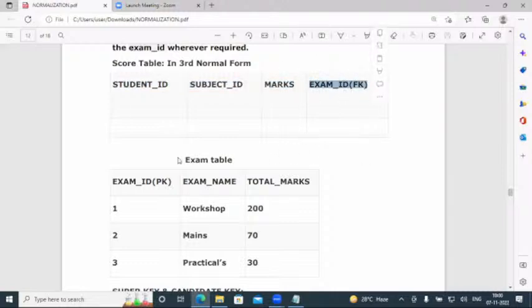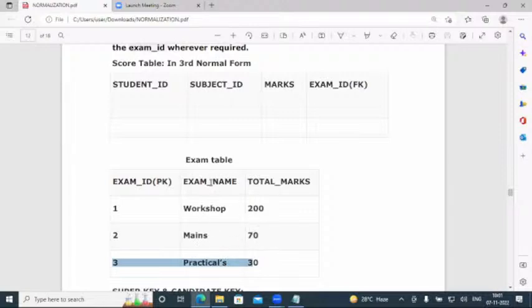I keep it that way. Next, one more table is designed, the exam table. In this: examination ID, examination name, total marks. Examination ID 1, what is it? Workshop, total marks 200. 2, Mains, 70. 3, Practicals, 330. So workshop is one exam, mains is one exam, practicals is another exam. For every exam, the total marks will be separated here.